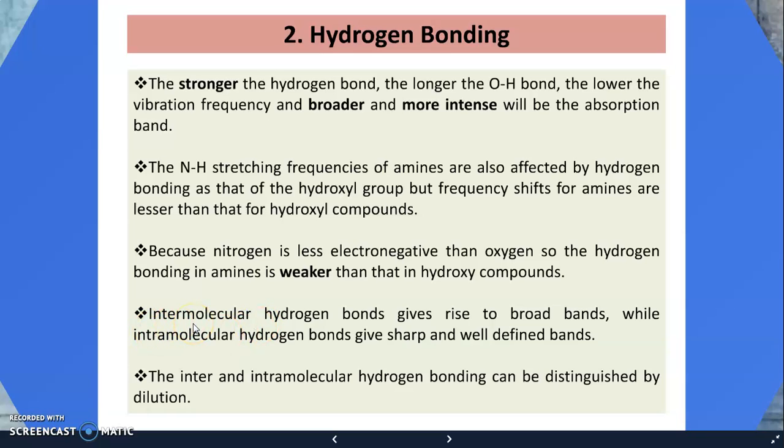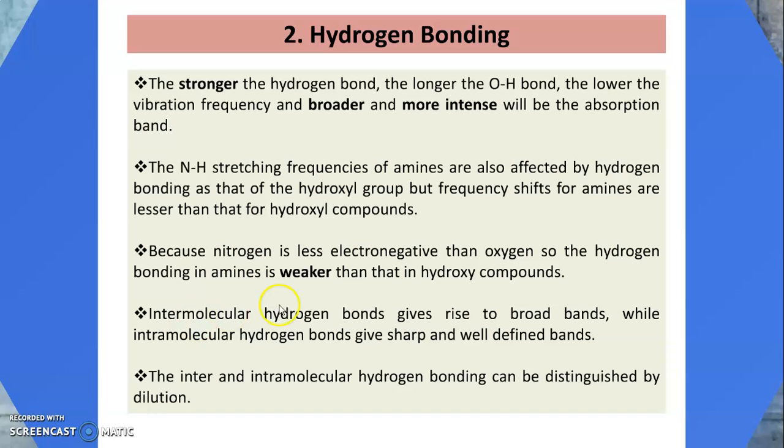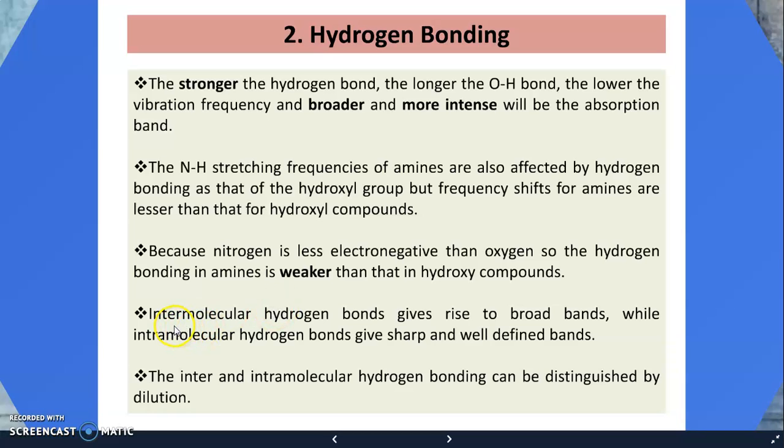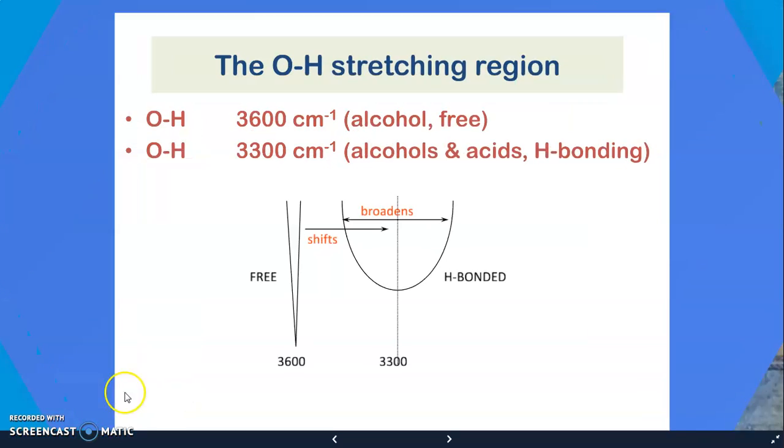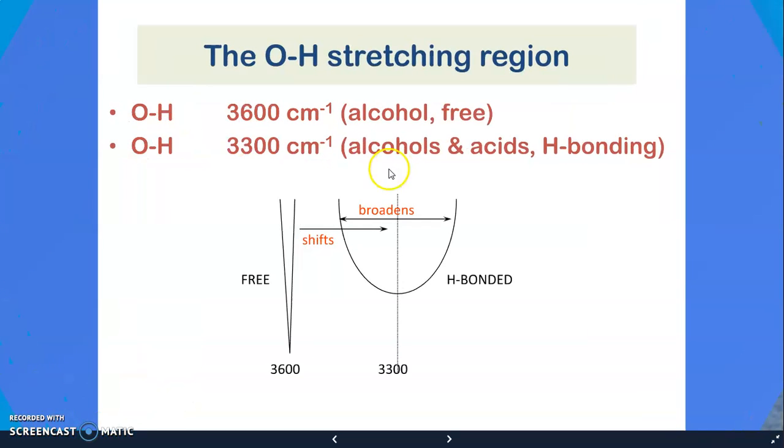That's why OH shows a broad peak and NH2 shows a medium peak. In hydrogen bonding, intermolecular hydrogen bonding gives rise to a broad band, while intramolecular hydrogen bonds give sharp and well-defined bands. As you know, intermolecular and intramolecular hydrogen bonding can be distinguished with the help of dilution. Now we can see how these peaks will show.